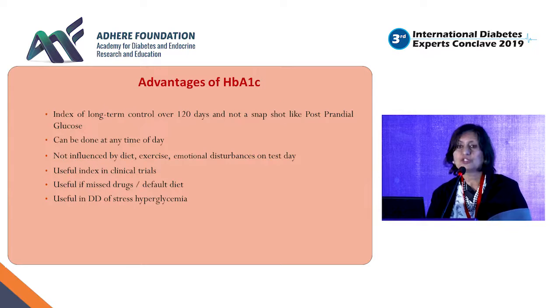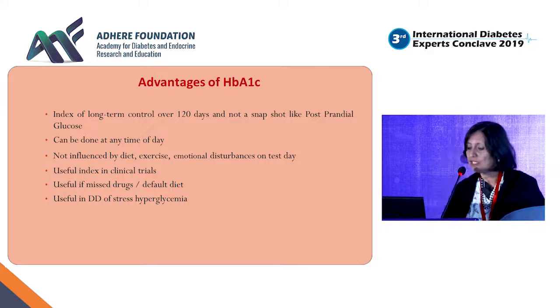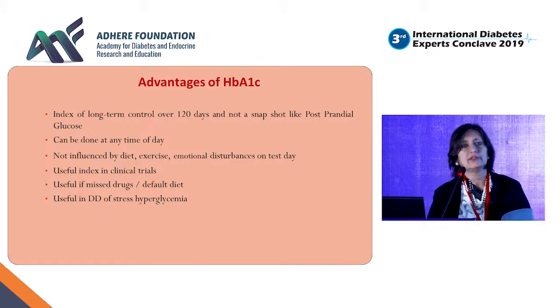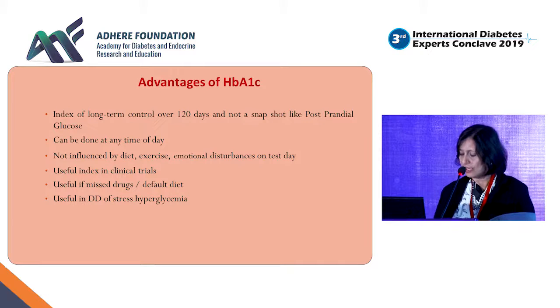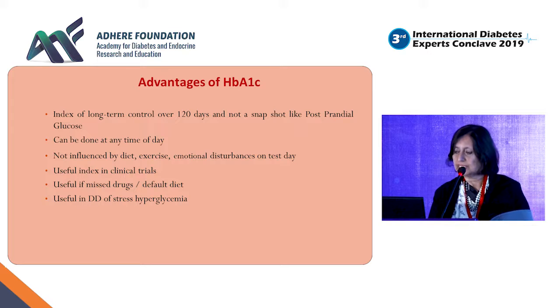Now, the advantages of HbA1c. We all know it's an index of long-term control of over 120 days, and not like a snapshot glucose level estimation, can be done at any time of the day. It is not influenced by diet, exercise, or any other factor. It's a useful index in clinical trials, useful even if drugs are missed or there's a faulty diet, and in the differential diagnosis of stress hypoglycemia.